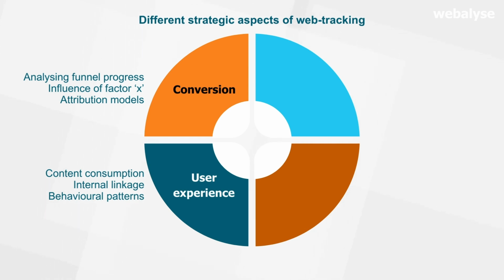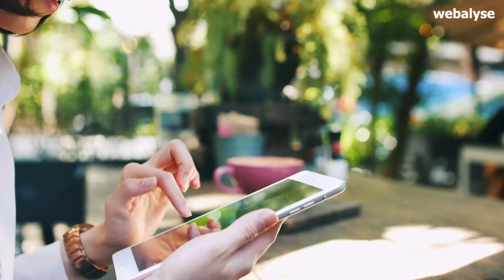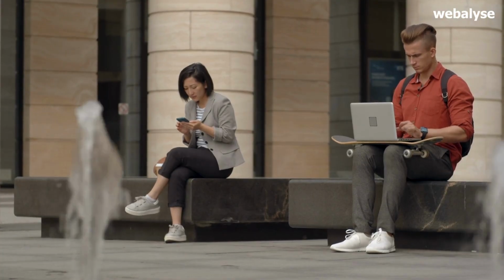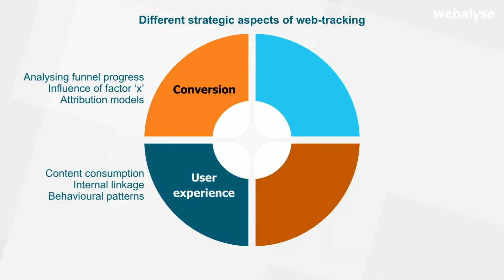In difference to that, there are tools and also aspects of web tracking that focus on the user experience explicitly. So how do they consume content? How do they scroll? How do they hover? How do they interact with pages, web assets, and co? How does my internal linkage work? Does it funnel the user correctly where I want it to be? Or does the user find links where he expects them to be?